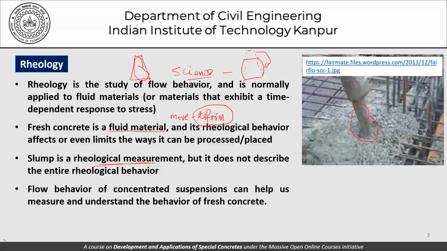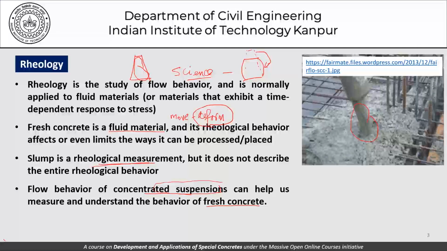Flow behavior of concentrated suspensions can help us understand and measure the behavior of fresh concrete. So this fresh concrete is not really a homogeneous material. It is a heterogeneous material. It is actually a concentrate of particles. That's what we have been talking about. Fresh concrete is not a homogeneous material in that sense that it is not a single phase material. It has water, cement, sand, coarse aggregates, some chemical admixtures thrown into it, at times mineral admixtures thrown into it. So basically it is a suspension of different particles in water.